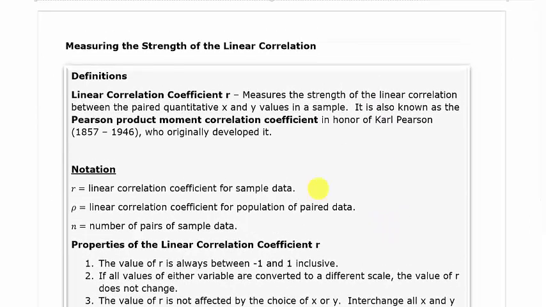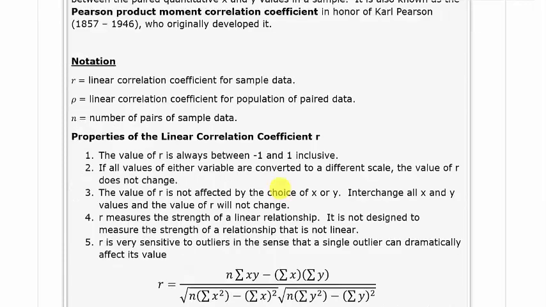So that's the next topic, measuring the strength of the linear correlation. Some definitions. Linear correlation coefficient R measures the strength of the linear correlation between the paired quantitative x and y values in a sample. It is also known as the Pearson product moment correlation coefficient. Next, some notation. Again, R is the linear correlation coefficient for sample data. This is a Greek letter called rho, and it's the linear correlation coefficient for a population of paired data. N is the number of pairs in your sample.